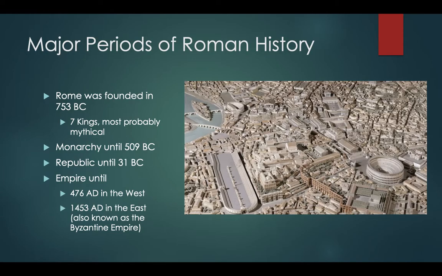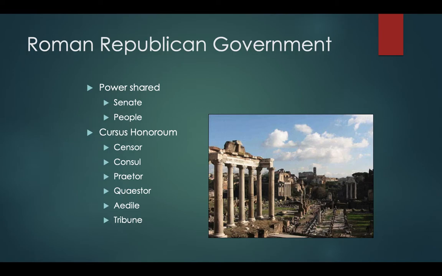I think we've talked about this before, but just in case, because we're going to focus mostly on the Republic today: power is shared in the Republic between the Senate, sort of the elite Roman males, and the people as a whole, although that's only with men. The cursus honorum are the different ranks and offices that a young aristocrat would try to climb through, which includes membership in the Senate, culminating in the consulate. Sometimes you get to go on to be censor, but because that's only once every 5 years, that's obviously the hardest one to try to get.